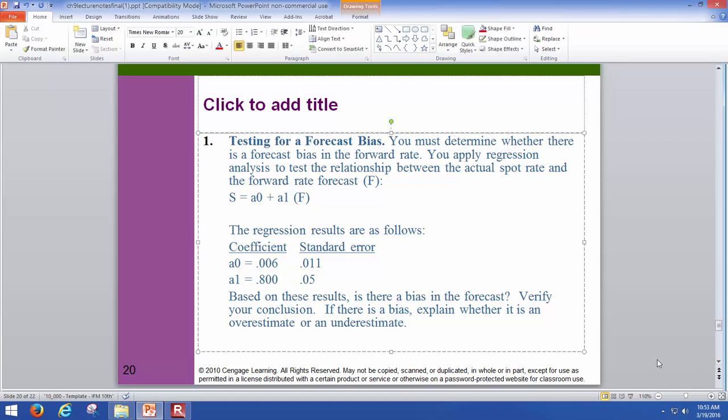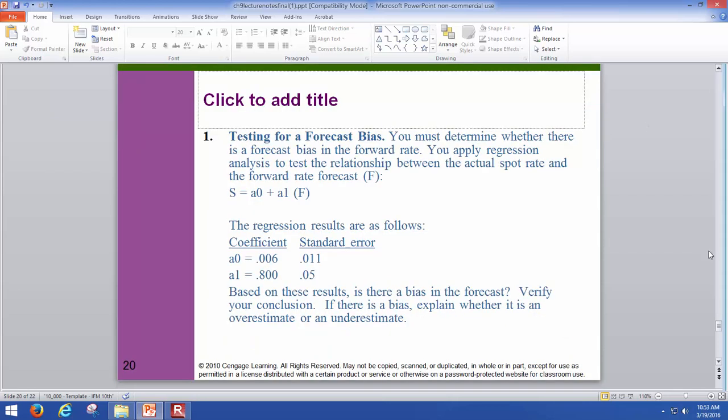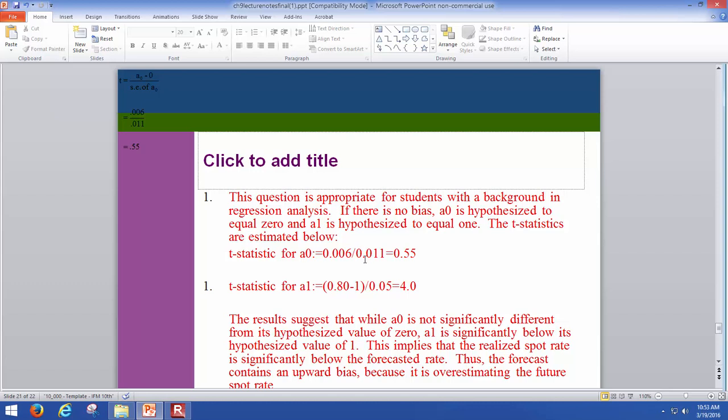A1 also is large. But all said and done, ideally we should expect A1 to be 1, and that is not true. And we can also test for the statistical significance. So how do we test for the statistical significance? That would be the coefficient divided by the standard error. So the coefficient is 0.006 and the standard error is 0.011. So the t-statistic is 0.55.